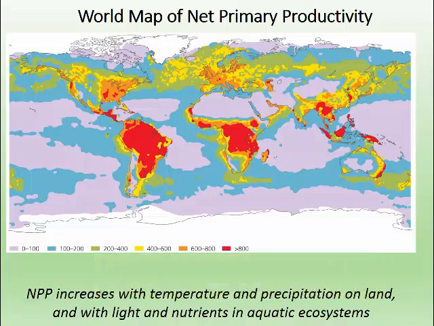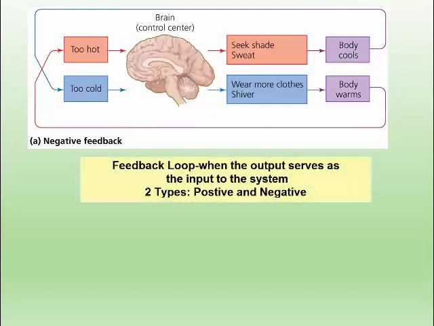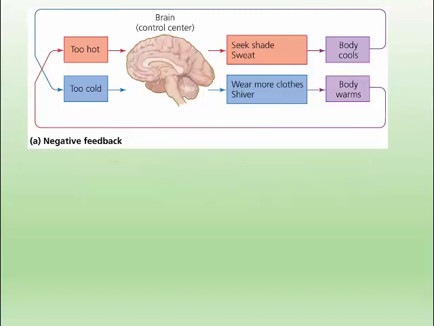What about the land? Systems can operate in a circular process in which the output serves as the input for the system. When this happens, it's called a feedback loop. There are two types of feedback loops, positive and negative. A negative feedback loop is when the output results in the system moving in an opposite direction than it was originally headed. Negative feedback loops have a stabilizing effect. Essentially, the output negates the input for the system.